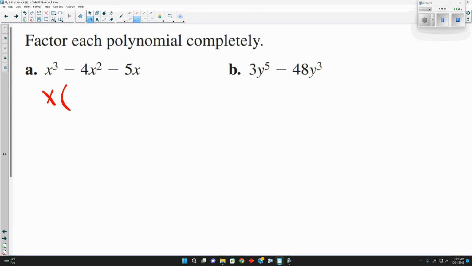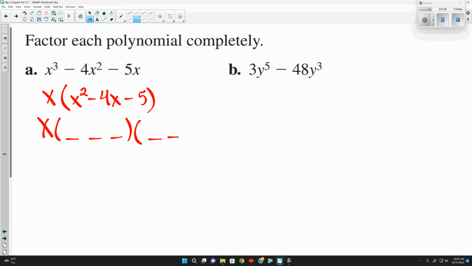Now if I pull an x out of x to the third, I'm left with x squared. Out of x squared is going to leave us with just 1x, minus an x. And if we factor an x out of 5x, we're just left with 5. So just by pulling that x out, what we have left inside the parentheses is x squared minus 4x minus 5. We can actually factor that, and we did that in the last chapter.